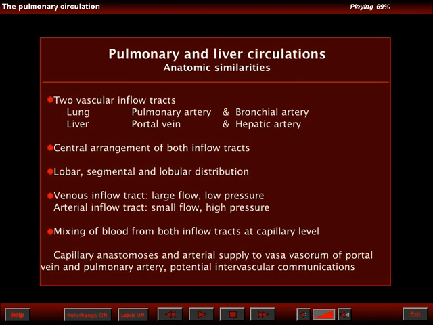Mixing of blood occurs from both inflow tracts at the capillary level, and this happens at the level of the pulmonary capillaries in the lung and at the level of the hepatic sinusoids in the liver. Capillary anastomosis and arterial supply to vasa vasorum of the portal vein and pulmonary arteries are potential intervascular communications. In other words, we can see the bronchial arteries connecting with the pulmonary arteries and the hepatic artery connecting with the portal vein in certain conditions.